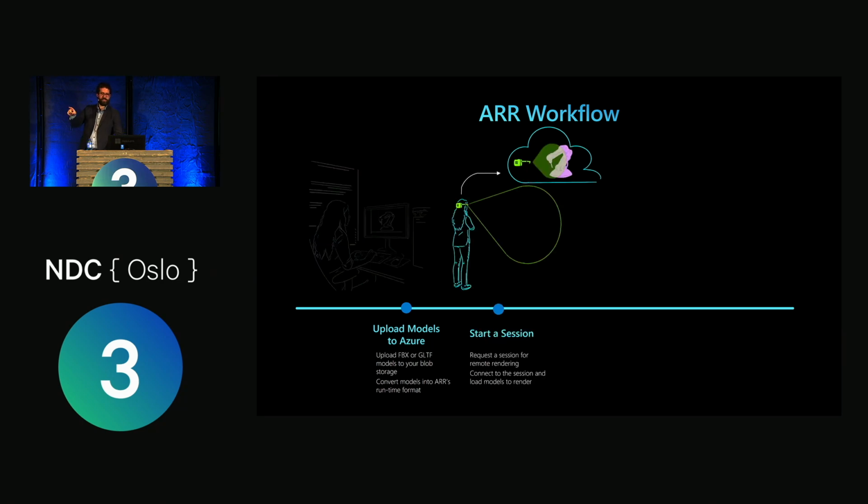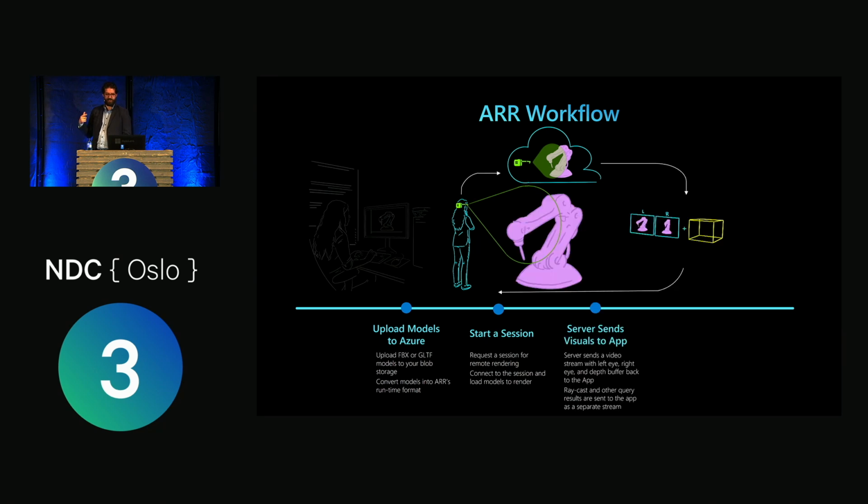you say, let's start a session. And this is you saying to Azure, give me a lot of rendering power right now, as fast as possible. And then you load in the model, and it'll start rendering. So it'll start sending 2 simultaneous video streams to the HoloLens 2, 1 for each eye, and it'll also send you a depth buffer. So you can say, OK, I know the distance this model should be from my face, so I can occlude it. I can put other objects in front of it or behind it.